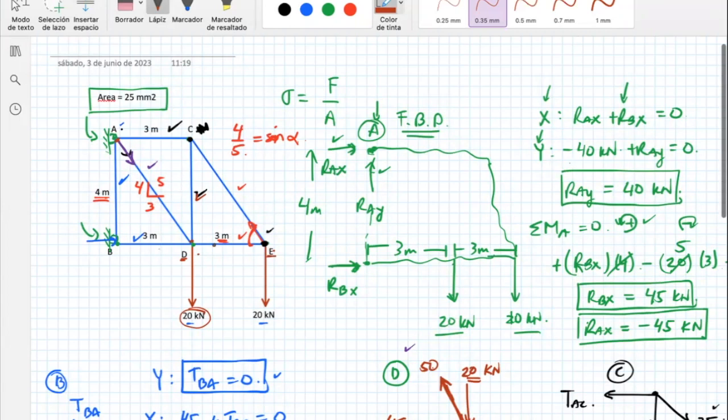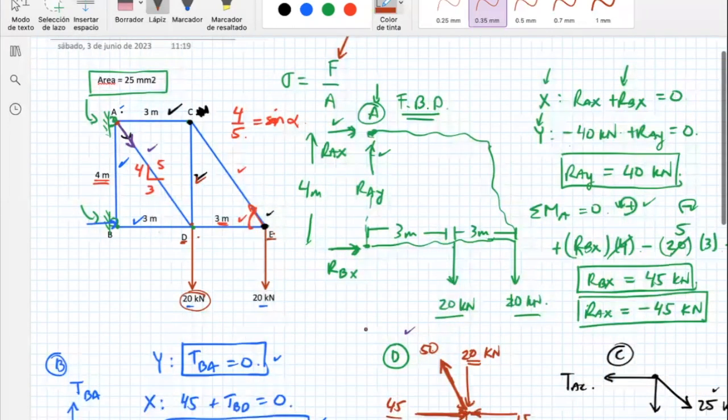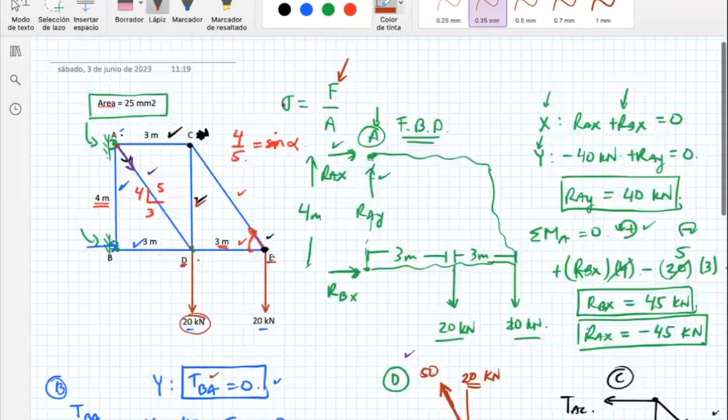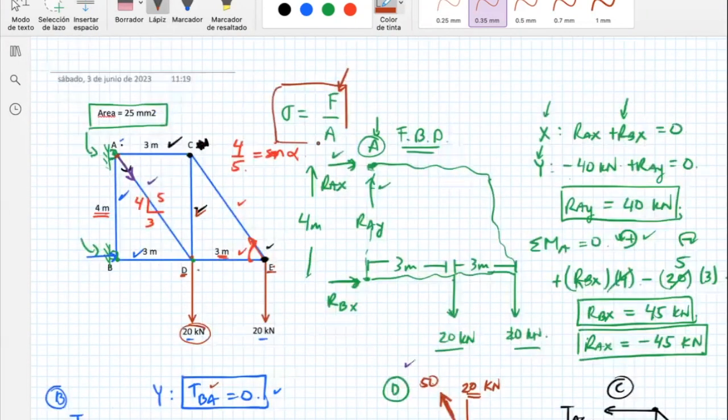Now, just to finish the problem, we have obtained all the axial loads of these truss members. We have all of them. The only thing that we need to do is to place all our loads in this formula in order to get the normal stress. So for example, TBD, TBA also, but this one is going to be really easy. But TBD, TC, all of those.